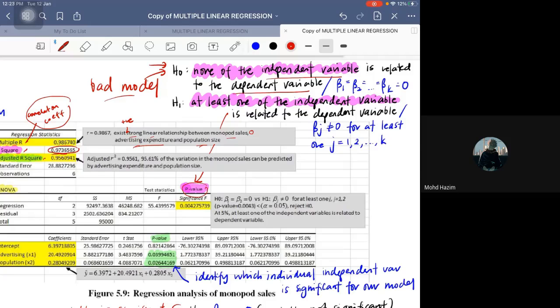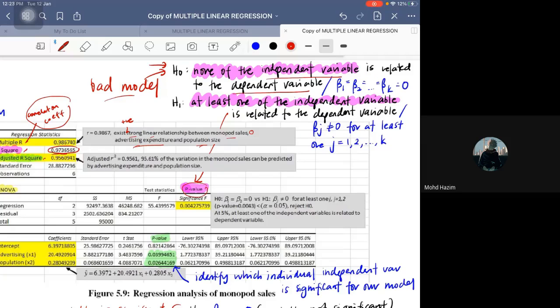And the case of H alternative gives us an idea that at least one, we don't know whether there is one, or two, or three independent variables that are related to the dependent, but what we know is that at least one of the independent variables is related to the dependent variable. So meaning that our model, we couldn't say it's good, but our model is applicable. It's a model that we can use. However, if it's a bad model, we cannot use it at all.